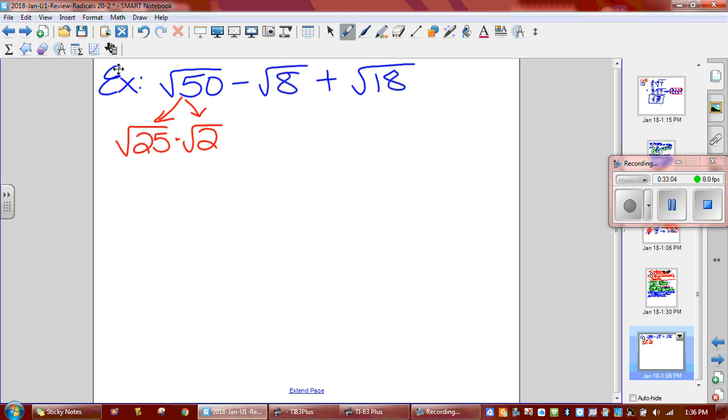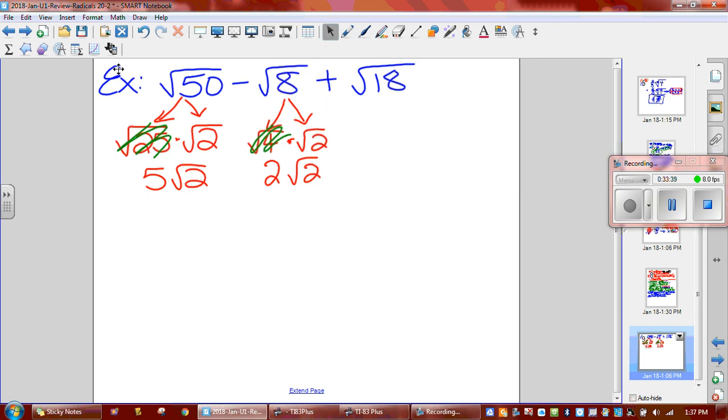Perfect. Now we're going to look at root 8. What does root 8 divide by? 4 and 2. Good. So we're going to have root 4 times root 2. We're going to solve root 4 to become 2 root 2. Then we're going to take root 18. 18 divides by 9 twice. So root 9 times root 2. Please put the root signs on. Solve root 9. It becomes a 3 root 2.